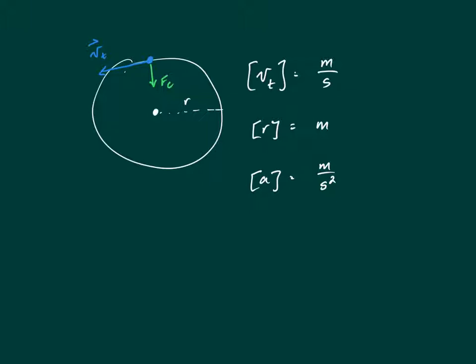Because we need to get meters per second squared, we would have to square this term, because we need to get seconds squared. So we could say that centripetal acceleration is equal to tangential velocity squared. However, that's going to give us meters squared per second squared. We know that radius is typically in meters, so then we can divide our tangential velocity squared by r. That's going to give us our units of meters per second squared.